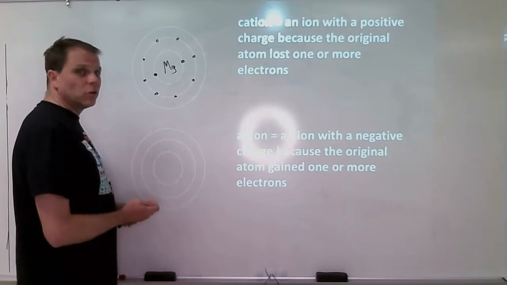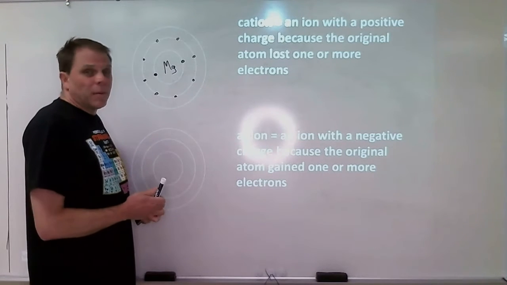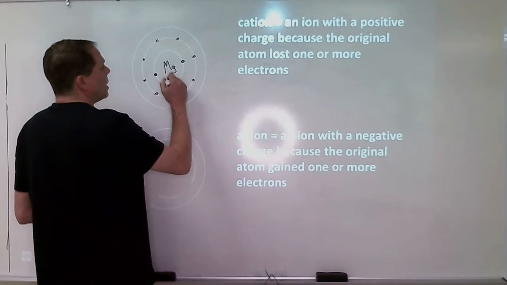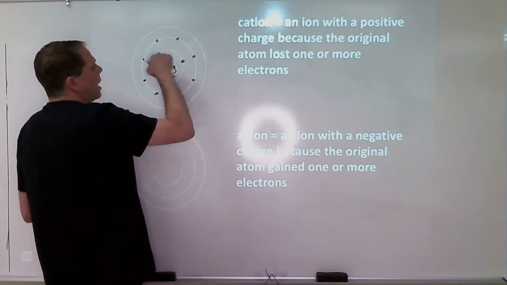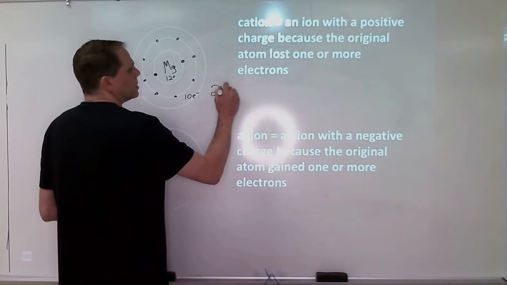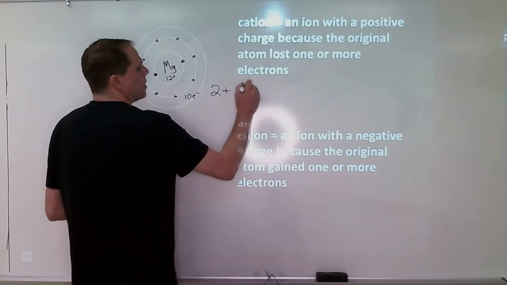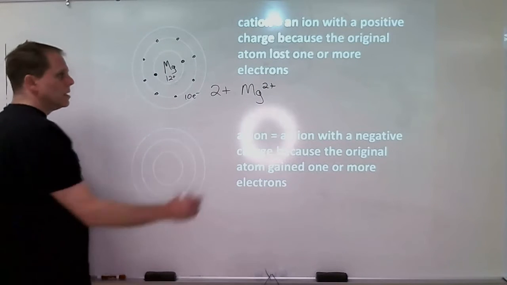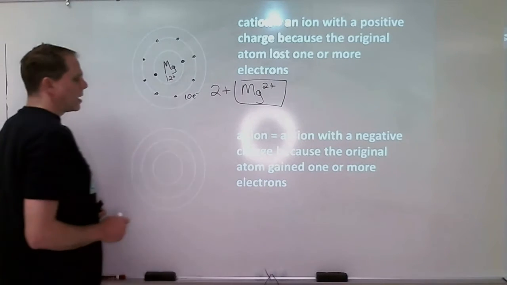So if it gave those 2 away to some other atom, maybe it gave them away to chlorine, for instance. Now magnesium has a 12 plus charge, and 2 plus 8 is 10 negative charge, and so its overall charge is 2 plus. So this would become a magnesium 2 plus cation. Does that make sense? So that's what you would have if you had a cation.